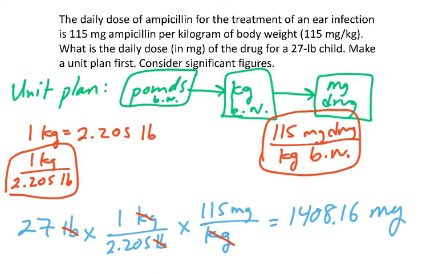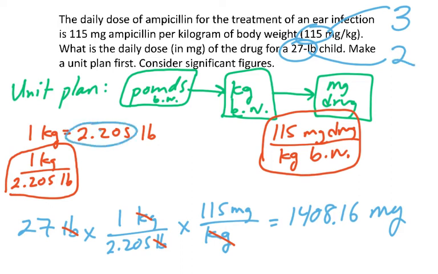All right, so the amount of the daily dose of the medication, the dosage, is given here. It's 115. How many sig figs does this number have? That's 3, right? The weight of the child is given as 27. That only has 2. Additionally, our conversion factor here has 4, right? So the limiting factor is the weight. If you only know 27 pounds, then we only know it to within 2 sig figs.